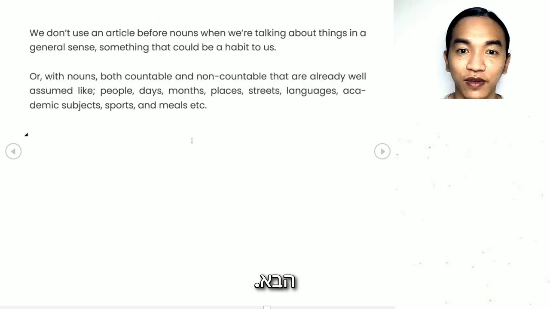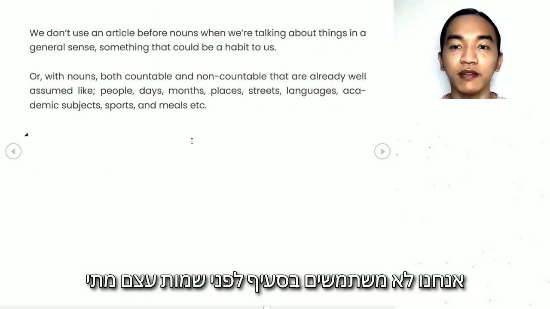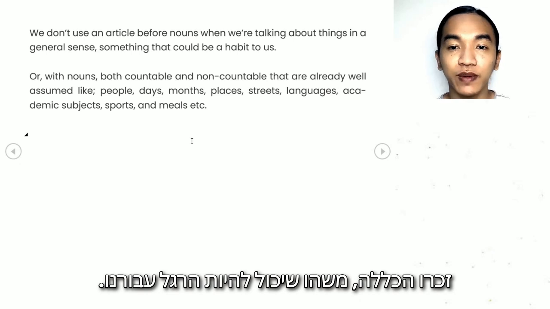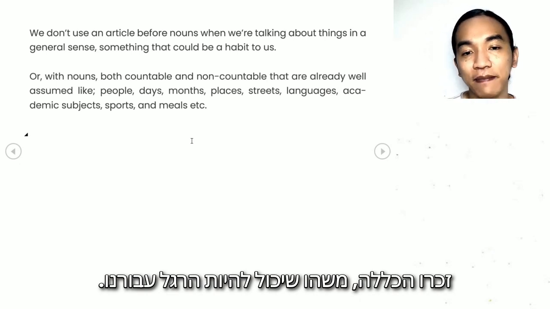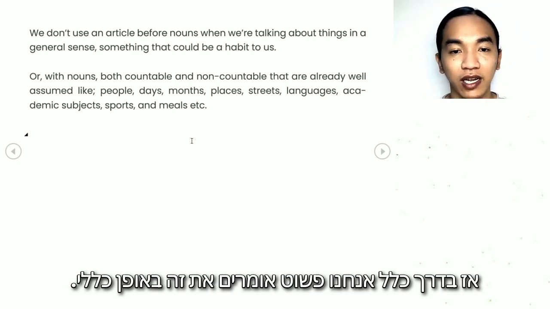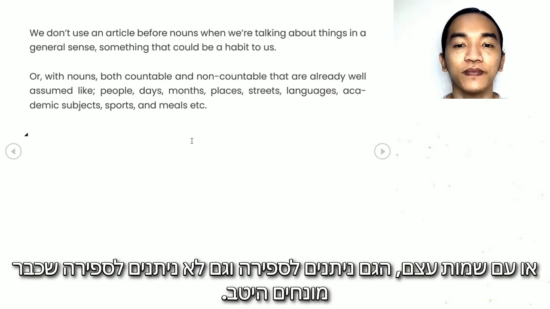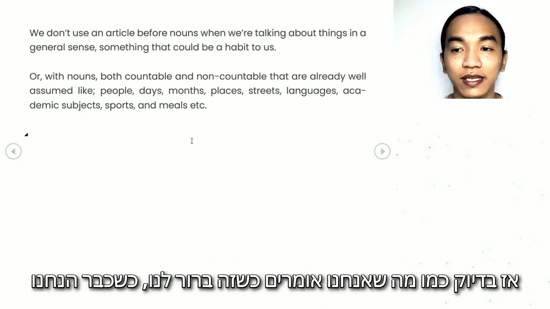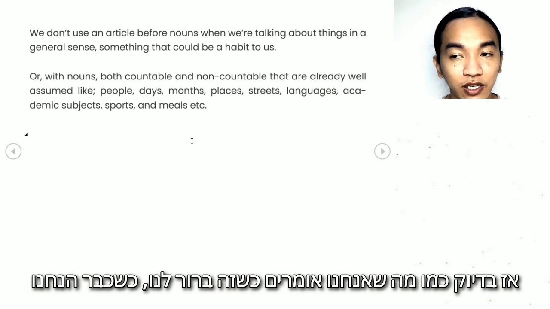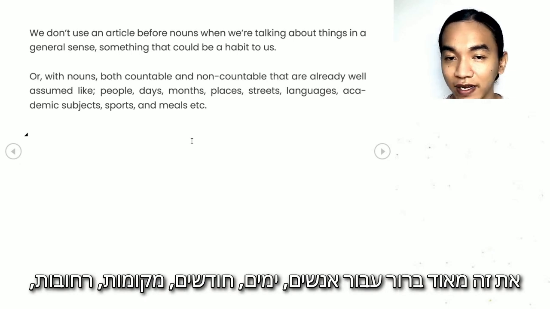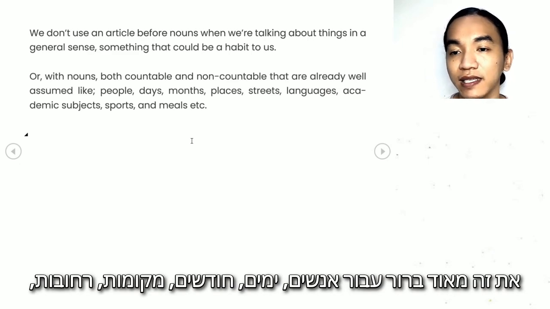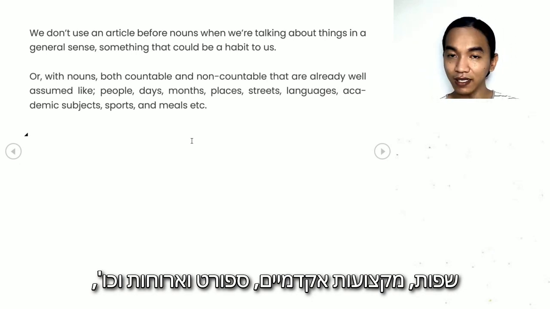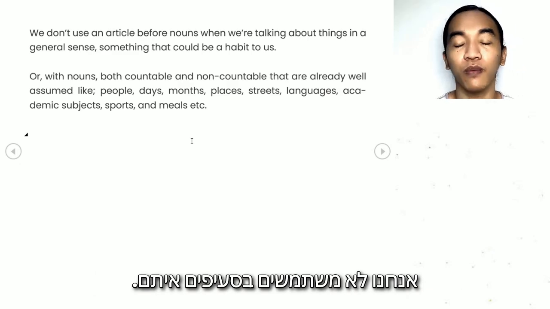Okay. Next one. We don't use an article before nouns when we're talking about things in a general sense. Remember, generalization, something that could be a habit to us. So normally we just say it generally. Or with nouns, both countable and non-countable nouns, that are already well assumed. Just like what we say when it's clear to us, when we already assumed it very clearly, for people, days, months, places, streets, languages, academic subjects, sports, and meals, etc., we don't use any articles with them.